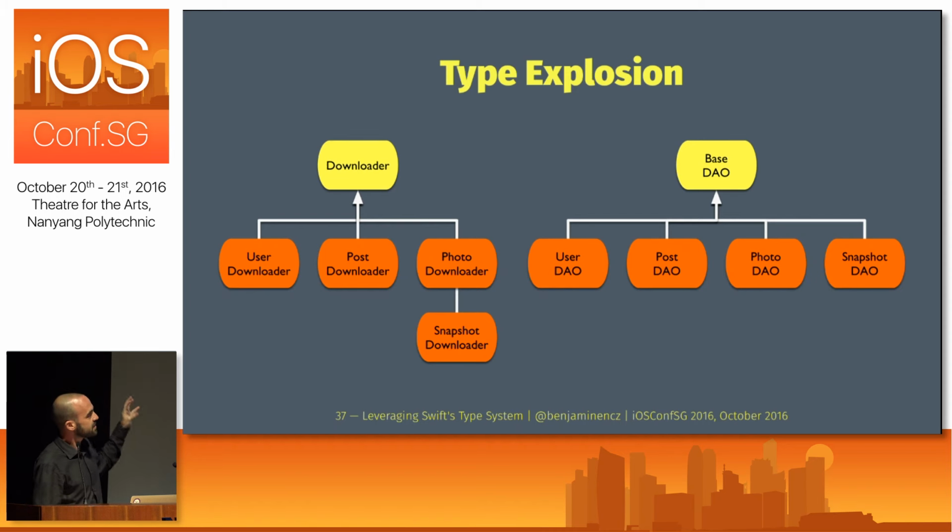But another problem with this approach is it's very difficult to separate what should go into the base class and what should go into the subclass. And often a lot of the download functionality will then bleed into the subclass and be repeated over and over again. So you have a lot of types that are really complex, that all have a lot of behavior, and they're really difficult to modify and maintain.